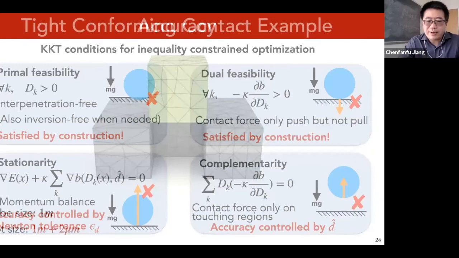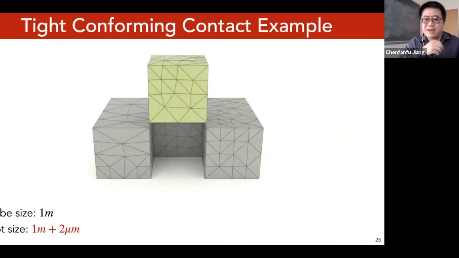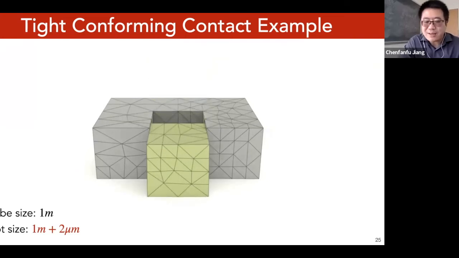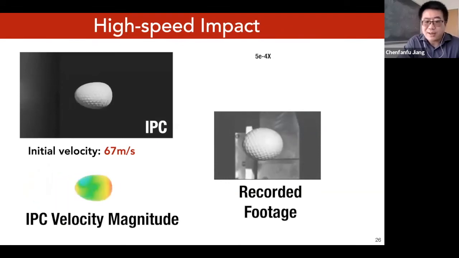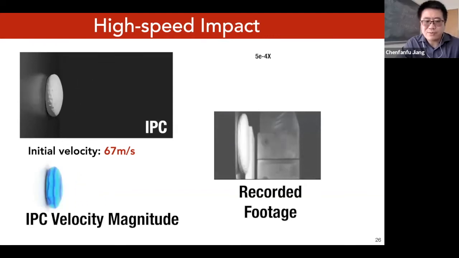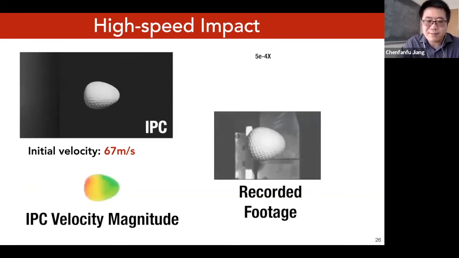Now here's a small test to get a sense of the tight accuracy. We can place a 1 meter wide cube above a slot that's only 2 microns wider. And using this small d hat, like 1e-6, we can successfully simulate the sliding through this tight-fitting slot. Here's another cool example: elastic wave propagation shown for elastic body impact, which is a golf ball taken from high-speed recording. All that's necessary here for the simulation was to plug in the experiment's original material and velocity parameters without any additional numerical parameter tuning.